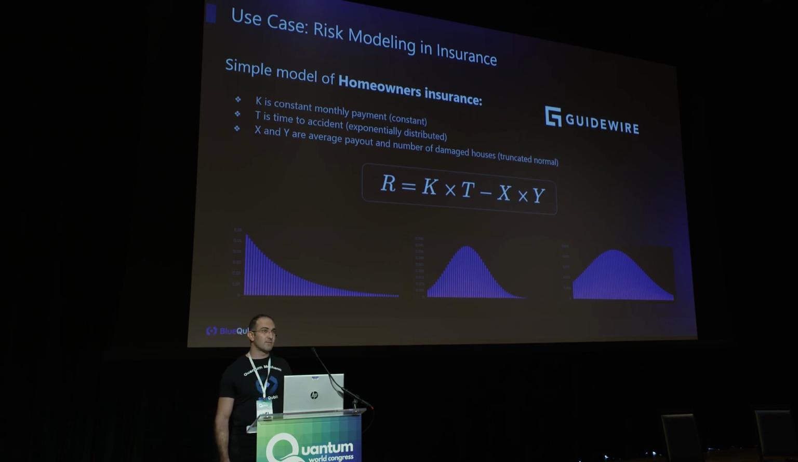This is a problem pretty relevant for the capital reserve question, which a lot of large financial institutions face. Essentially, the risk associated with allocating capital, specifically in insurance, of a homeowners insurance scenario. You model different variables in the problem, like the monthly payment the customer pays as a constant. T is the time to an accident, which could be modeled as an exponential distribution, but not necessarily. And then X and Y are the payout and the damage probability, like the number of damaged houses given a certain time window. And if you're able to model this as truncated distributions, then you can try to understand if there's anything you can do with quantum computers to do risk estimation for insurance firms.